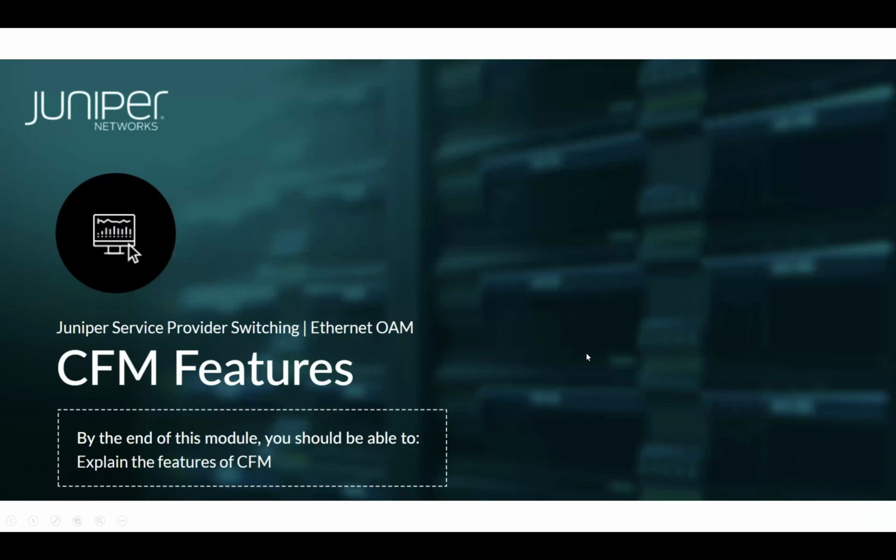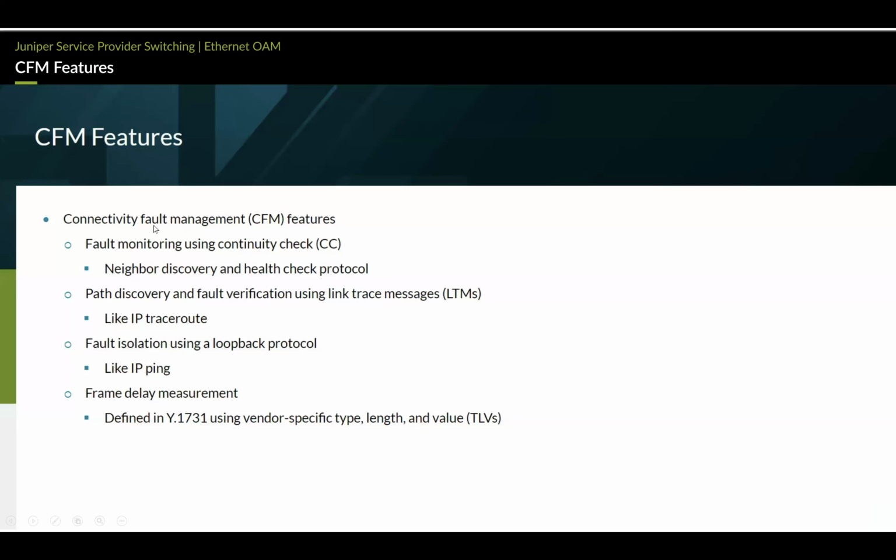The last one is CFM features. CFM, connectivity fault management, covers your entire Ethernet network. Fault monitoring using continuity checks is basically used to monitor faults. Neighbor discovery and health check protocol. Path discovery and fault verification using linktrace messages, like IP traceroute. Fault isolation using the loopback protocol, like IP ping. Frame delay measurement.